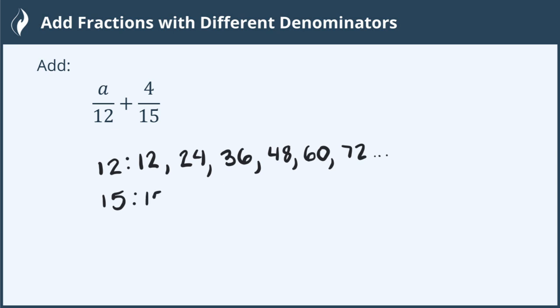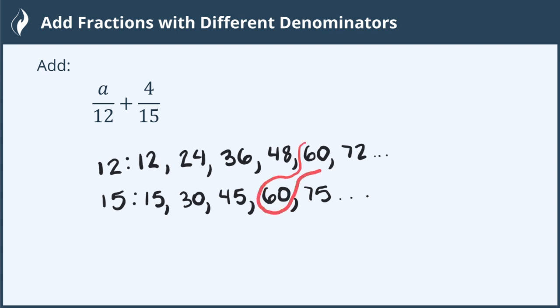15 times 1 is 15. 15 times 2 is 30. 15 times 3 is 45. 15 times 4 is 60. 15 times 5 is 75. And actually, I can stop there because I see a common multiple, and the smallest one that matches up in all of those is 60.